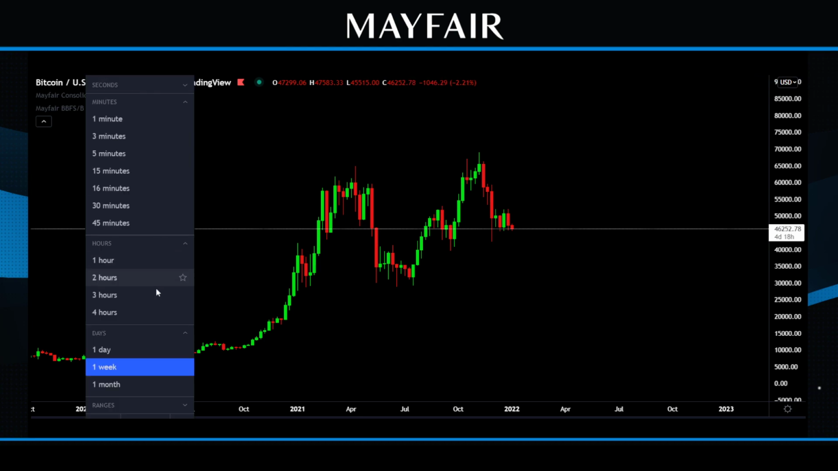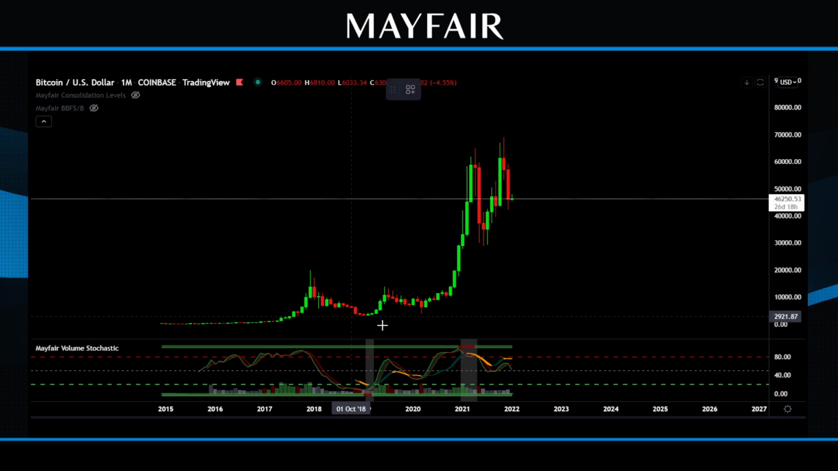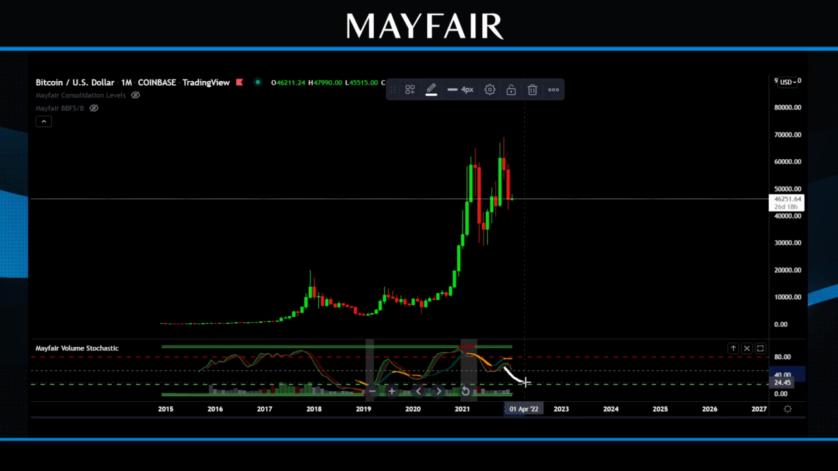If we step out to the monthly time frame, what we can actually see right now is we've got room to carry on down. We've got a downward trend in this. This is the orange, the yellow level. So we've got room to carry on down.